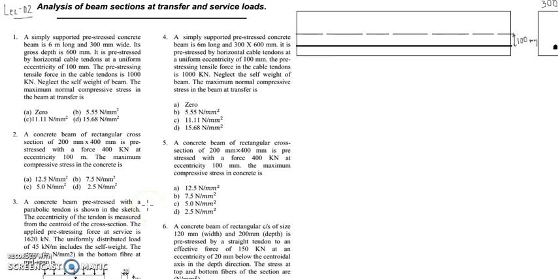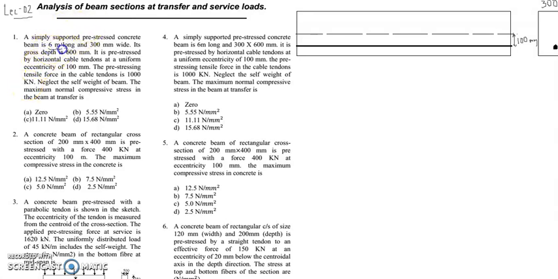Hello, welcome back. Here we'll see the analysis problems, typically 2 marks questions in the GATE examination. Okay, let's get started. The first question: a simply supported pre-stressed concrete beam 6 meter long, 300 mm wide. Its gross depth is 600 mm. It is pre-stressed by... okay, let's take all the values which have been given here.